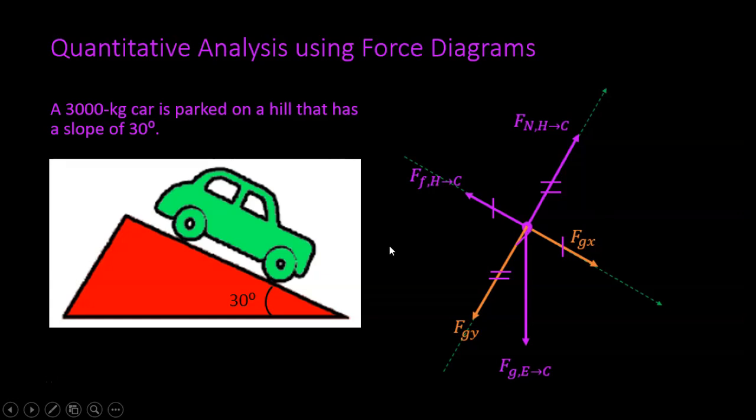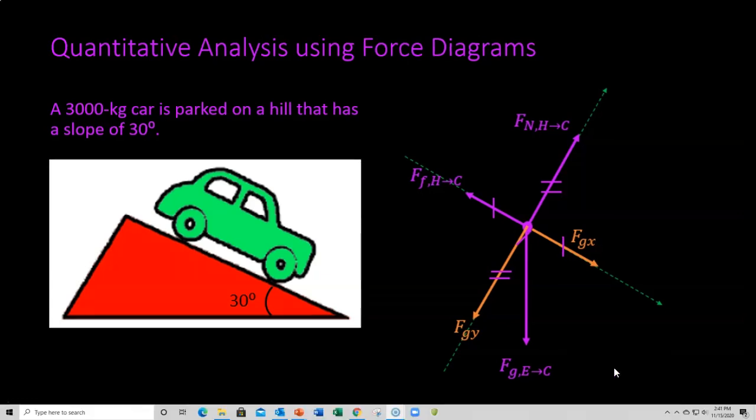Our next step is to use the weight equation to calculate the strength of gravity acting on the car. The force of gravity is equal to 9.8 newtons per kilogram times the mass of the car, 3,000 kilograms, and that gives us a magnitude of 29,400 newtons. Notice I'm not putting a minus sign here because I can't use that for the direction of gravity because gravity's not lying on the y-axis.